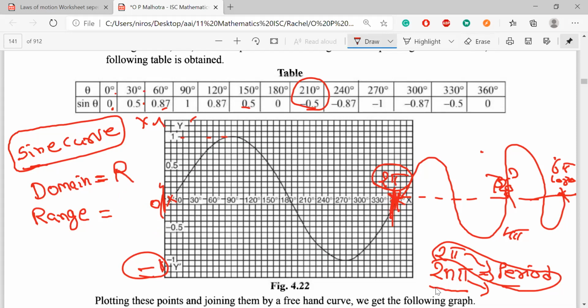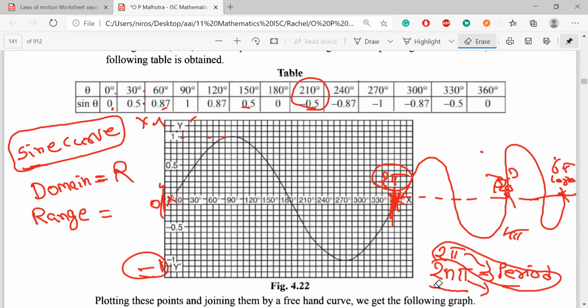So it can have, in total, R, from positive to negative. Not only integers, it can have any value. It can have 151 also, and 151.6 also. That's why the domain is total R.